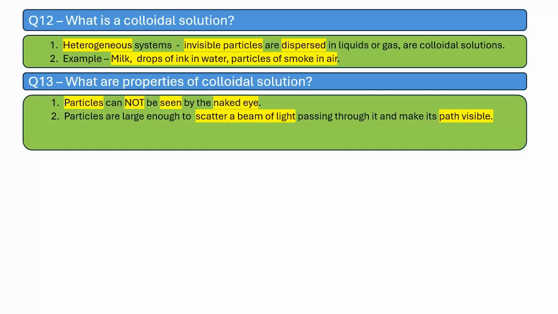But the particles are large enough to scatter a beam of light. Okay, when you passed a beam of light through the solution, the particles were very small, so you couldn't see the beam of light. When you passed it through a suspension, yes, you could still see them, right? Because particles are very big. Now the particles are somewhere in between, but still they can scatter light, so still you will be able to see the light pass through this colloidal solution.